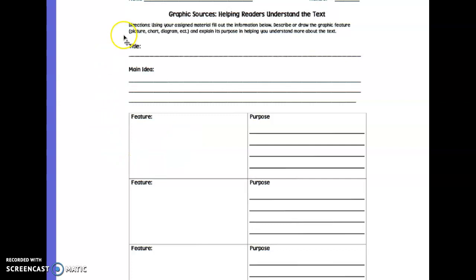Here is your assignment for today. This is our graphic sources worksheet. The directions on this say to use your assigned material and fill out the information below. Describe or draw the graphic feature and explain its purpose in helping you understand more about the text. Now, before I tell you more about this assignment, we're going to talk about more graphic features.